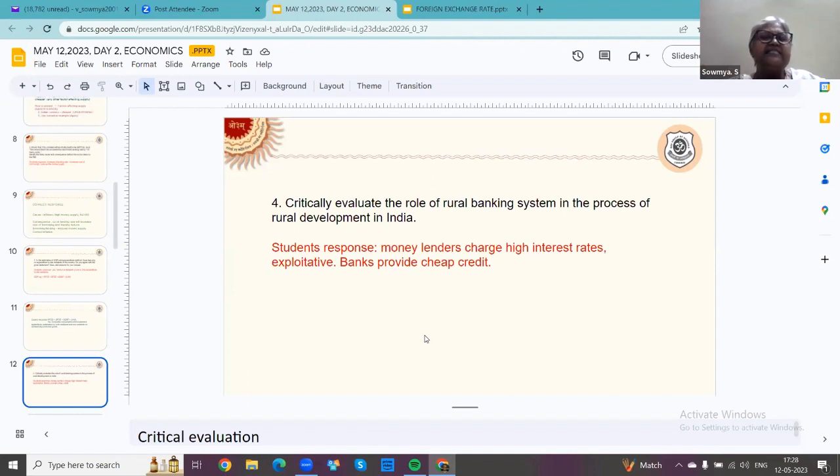Okay, rural banking system, yes, it's very good. It's an institutional source of credit, and it provides cheap credit. All that is fine. But what is wrong with it? Children need to write about that also, isn't it? What is wrong with it? Is everything all right with RRB and NABARD and all these banks? What's wrong with the system?